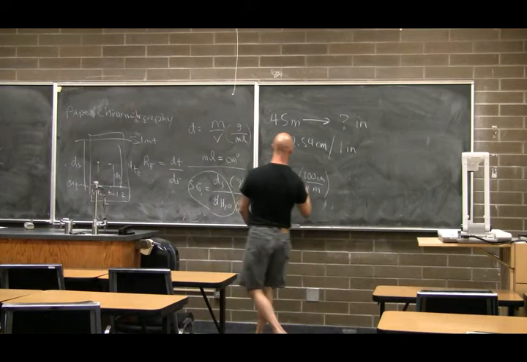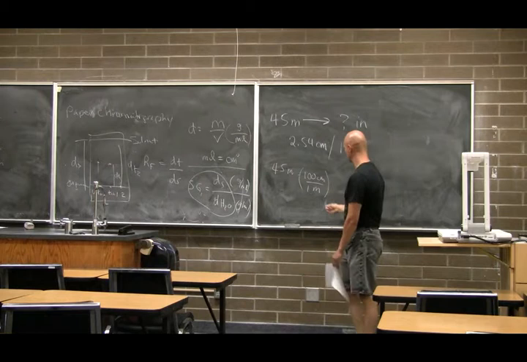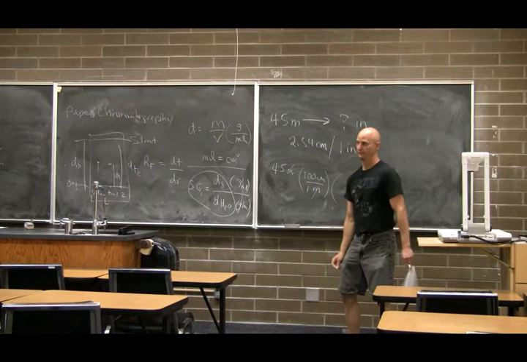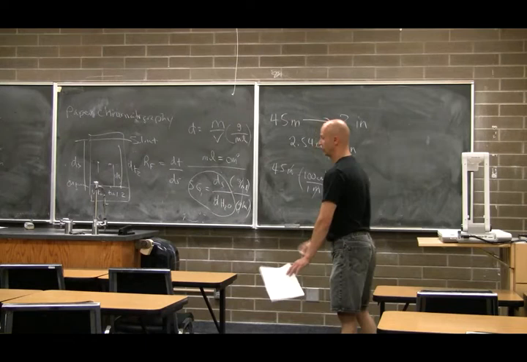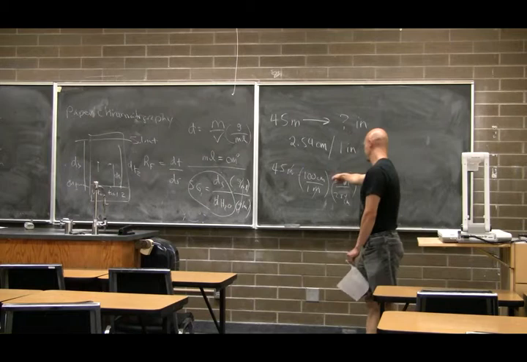And then from there, now we need the bridge. So we can use this bridge in two different ways. In this case, remember, we want to be able to cancel our units, so we're going to want the centimeters on the bottom. So 2.54 centimeters in 1 inch. And that's all the question we've asked. So we can calculate this really quick. 4,500 centimeters divided by 2.54 centimeters.